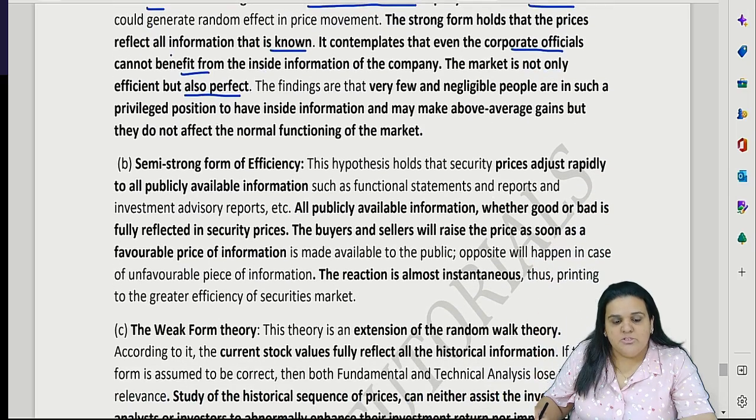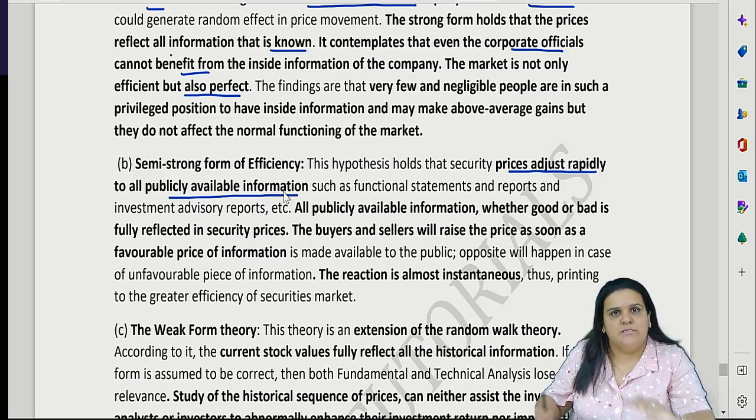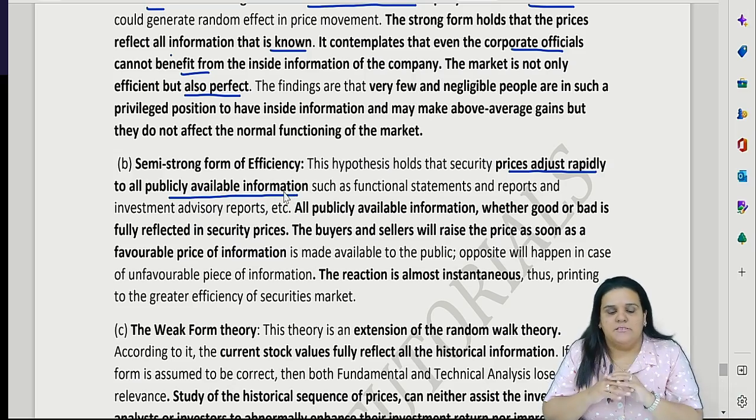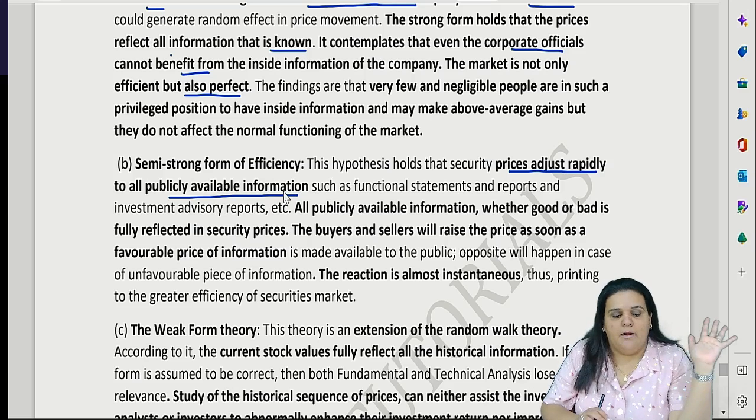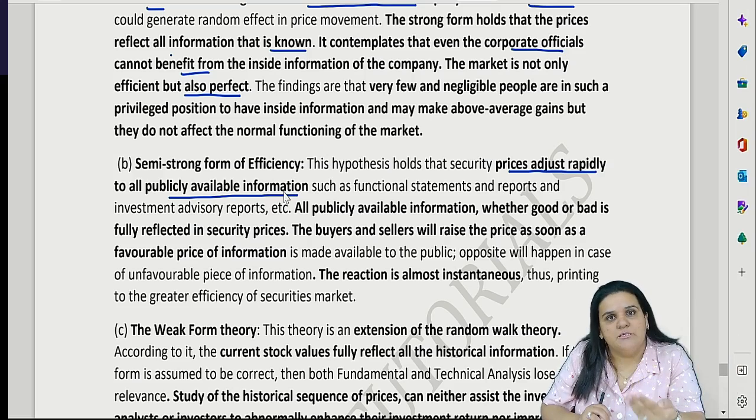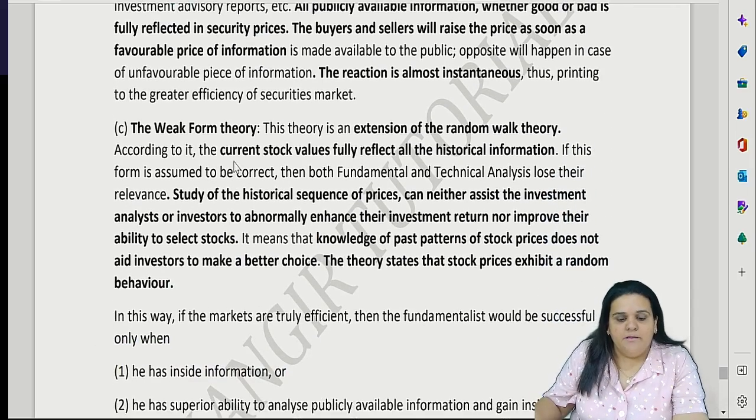Semi-strong form efficiency. Here the price adjusts rapidly to all the publicly available information. So any kind of publicly available information is there, the price is able to adjust to it, and that price is the proper price. It is the efficient and the perfect market. Whether good information or bad information, that information is reflected in that particular price itself. And then there is the weak form theory.